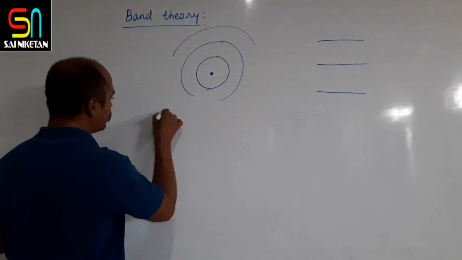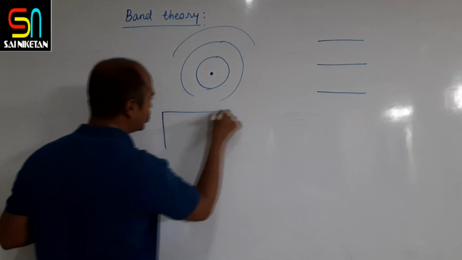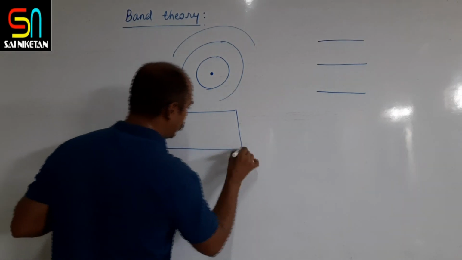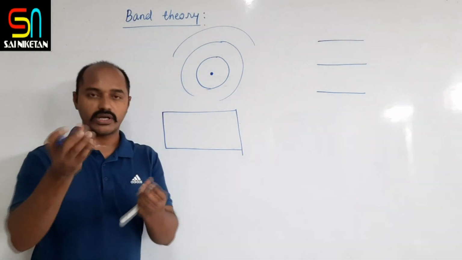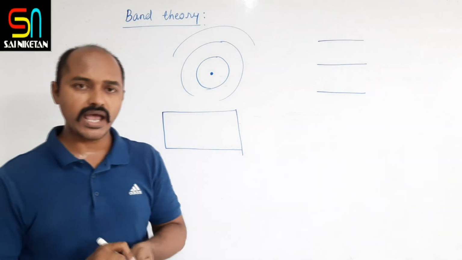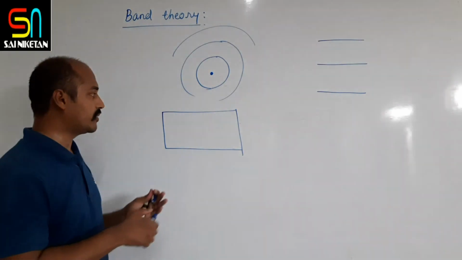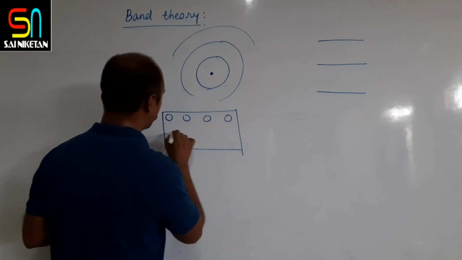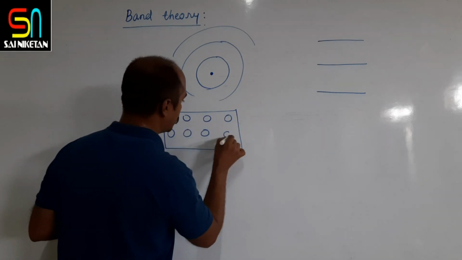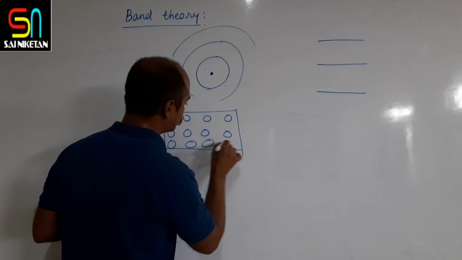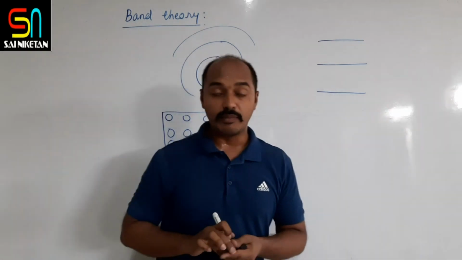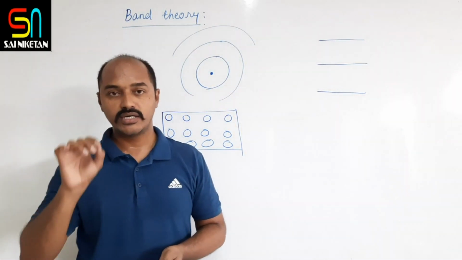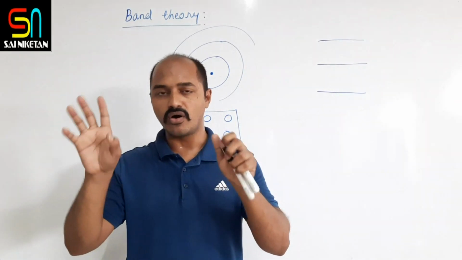If you take a solid, if we take some solid piece, it has a number of atoms. In this, a number of atoms are present. Several atoms are present. These are all atoms, I can say. So the material is the same, and the atoms in that material are all the same.